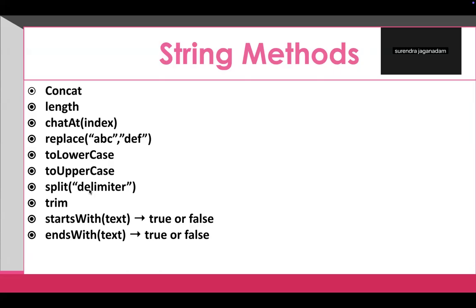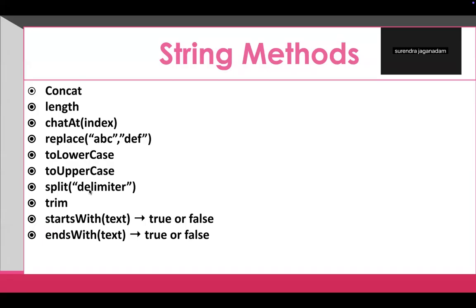Now, the rest of the methods. Concat is the method which is used to add one string to another string. Length is a method which is used to get the total number of characters in the given string. charAt is a method which gets a character from the given string. Replace, the name itself tells you, a group of characters will be replaced with some other group of characters. toLowerCase converts the given string completely into lowercase. toUpperCase converts the given string completely into uppercase.